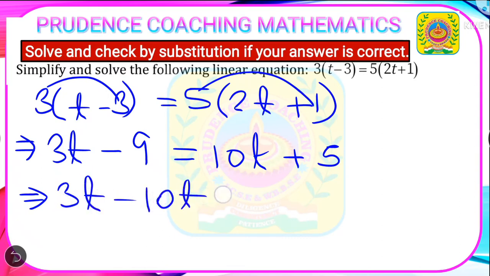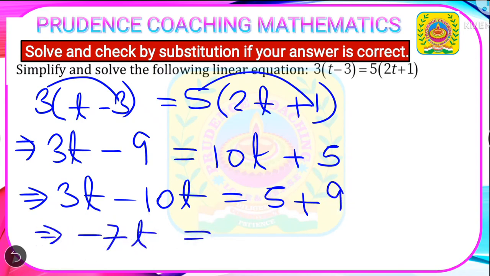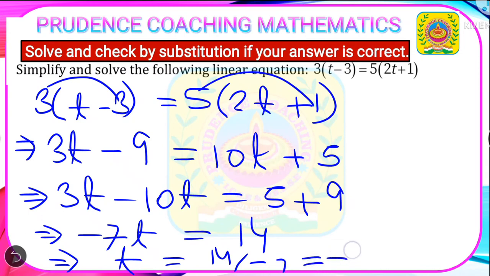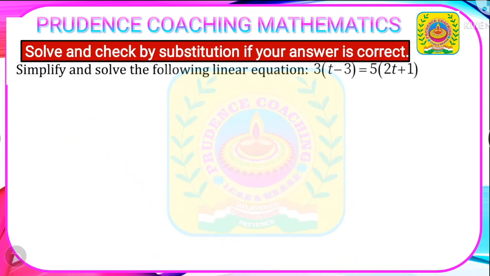Now you need to bring the variable on the left hand side, that is 3t minus 10t equals to 5 plus 9. So here you will get minus 7t equals to 5 plus 9 is 14. So the value of t which you will get is 14 by minus 7, that will be equals to minus 2. Now we need to verify our answer, so we will start with LHS. Now let us put the value of t as minus 2 and check.